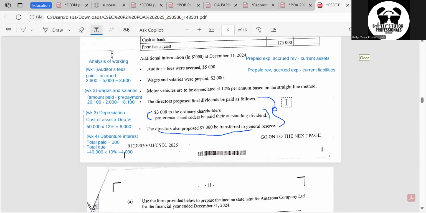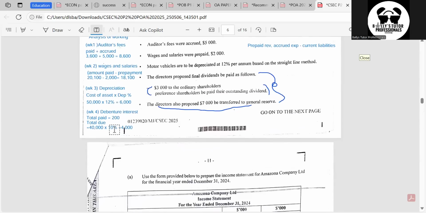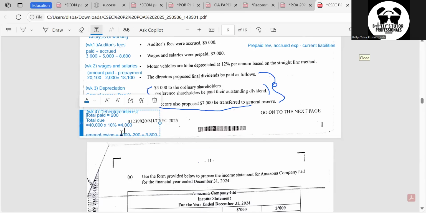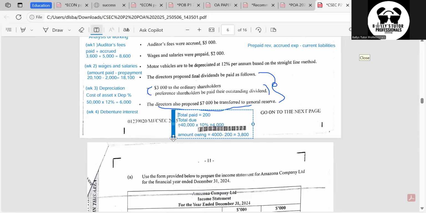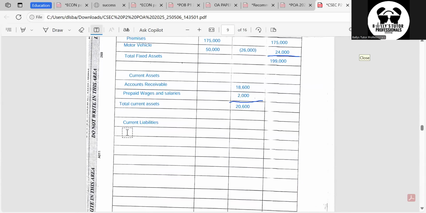And then we have the debenture interest still owing, because remember we only paid 200 and we calculated debenture interest to be 4,000. So the debenture interest that's still owing is 3,800. We had to record that as well. So we have a few current liabilities to record. Let's put them all in and see if we remember all five.